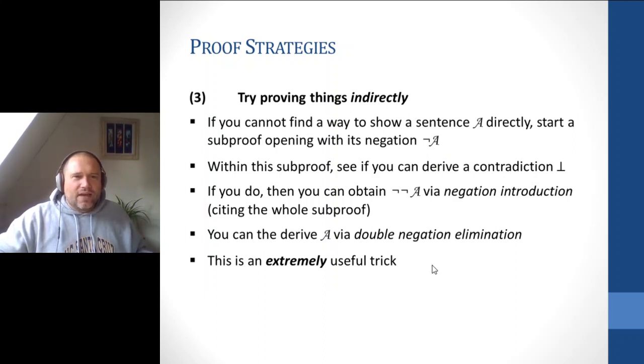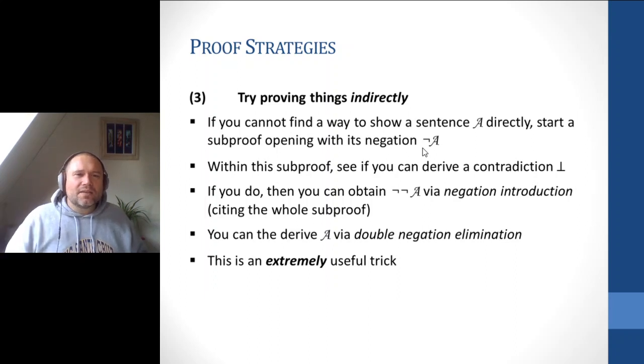Now this is a trick, and it's an extremely useful trick. Because sometimes, right, it just is very hard to see how to get to A. And if we think about just doing this indirectly, like showing in a subproof that not A leads to a contradiction, the world's going to open up to you.